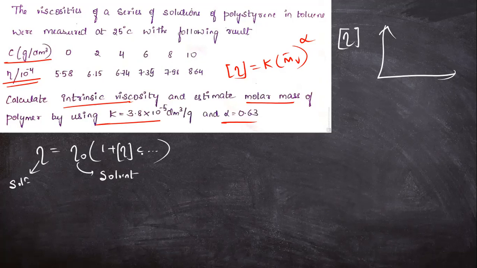Consider C is equal to 0. मान लो concentration is 0. At that time what happens? Eta will be equal to eta naught. इसका मतलब ये है we haven't added any solute yet.